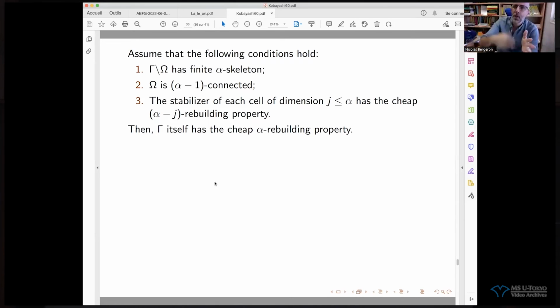Again, you have to think that, let's say the fiber is a circle, then for this fiber you know how to diminish the number of cells you need to understand the homology. And so by rebuilding this circle, you find a rebuilding of the whole Sigma, the Borel construction associated to gamma acting on omega. And from that, you get the cheap rebuilding of gamma. So from this data and conditions just on the stabilizer of the vertex, you get something on the group gamma.